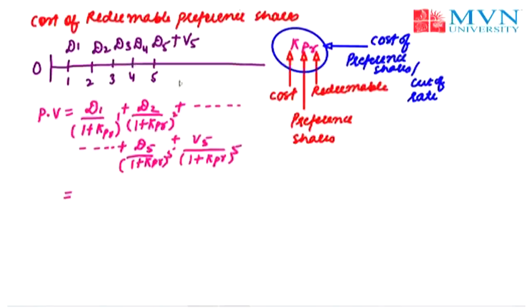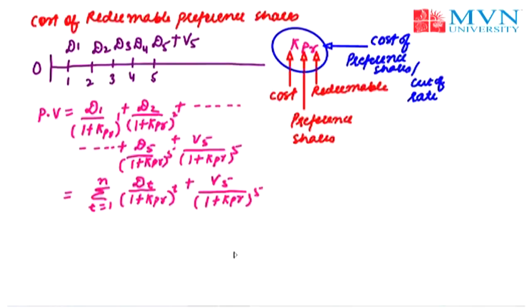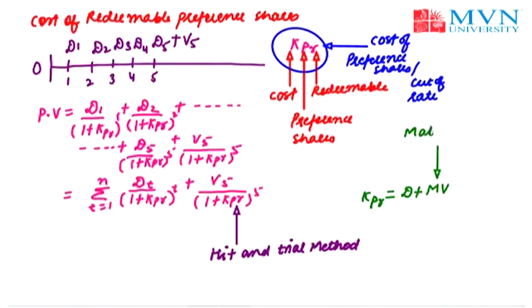This can also be written as sigma from t=1 to n of Dt upon (1 plus KPR) raised to the power t, which stands for the cost of preference shares or the cutoff rate, plus the present value of the redeemable value of the preference shares. Now one can easily find out the cost of preference shares by using the hit and trial method, as we have used in calculating the cost of debt, or we can even use a shortcut formula for the same, wherein the cost of redeemable preference shares equals the dividend paid plus MV, which stands for the maturity value of preference shares, which you can also call the redeemable value, minus NP, where NP stands for the net proceeds of preference shares.